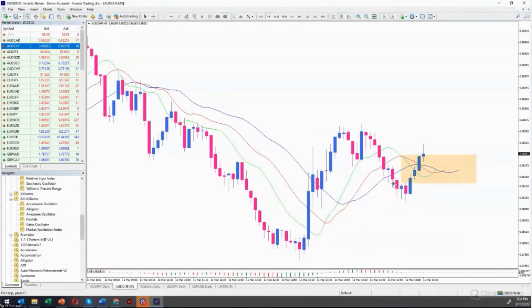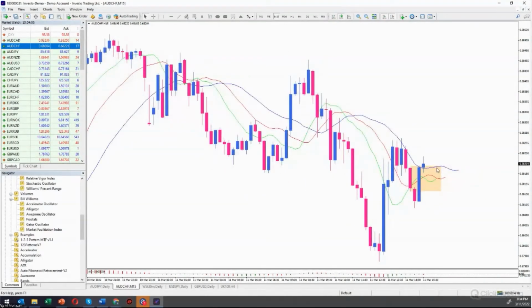Okay, sure. This is the sleeping alligator. Yes, this is a sleeping alligator. So we have to wait till the time the lines open comes. In that way we will find a good trading opportunity. And as long as the price is going above the alligator indicator, it means we are looking for buy positions. So this is the state of the AUD CHF in the 5 minutes time frame.